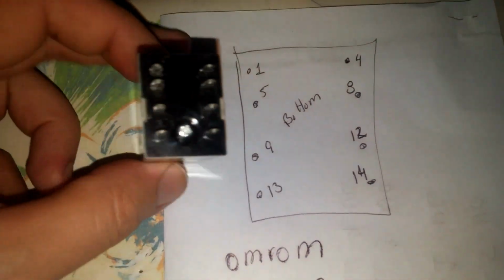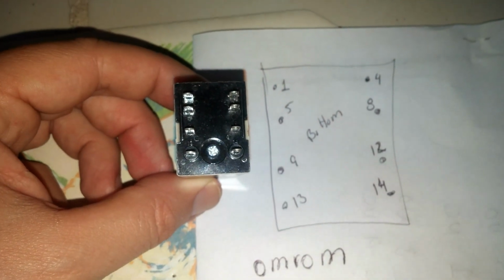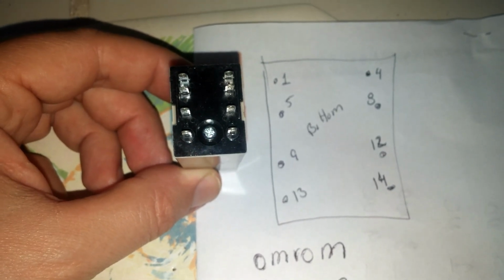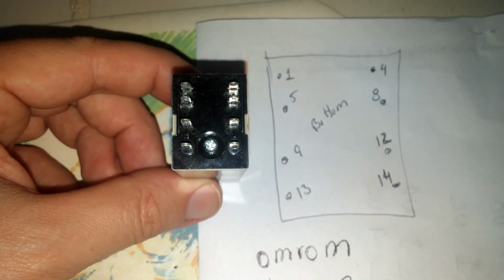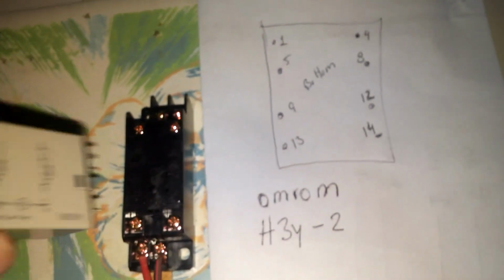And this is the diagram seen from the back. Pin 13 and 14 are very important, those receive the voltage, and the rest are used just to connect and disconnect. So let me put it on the socket.